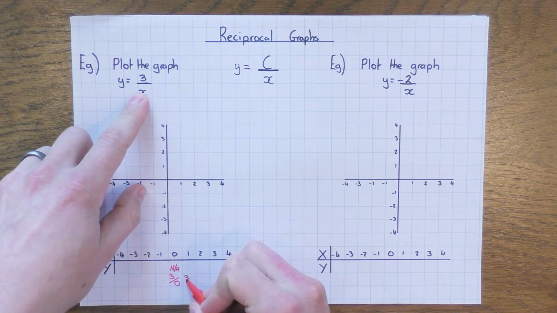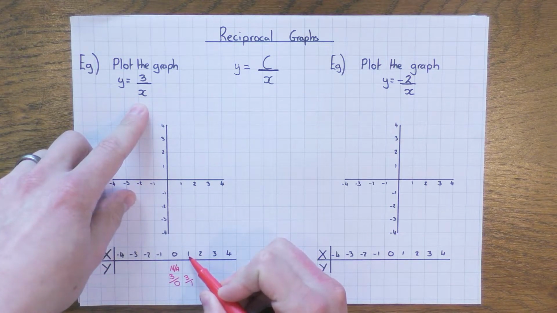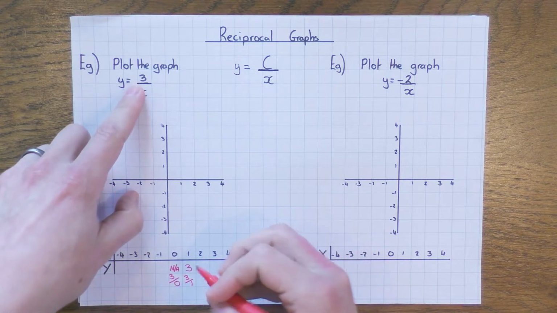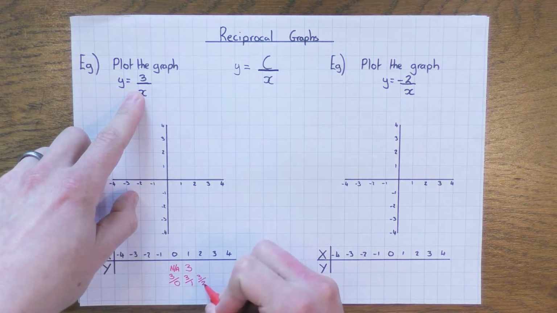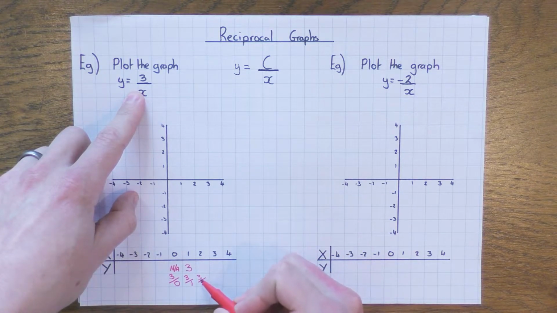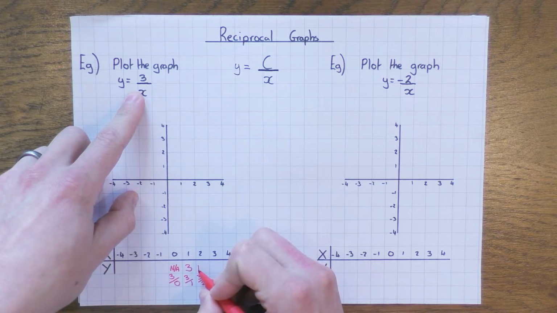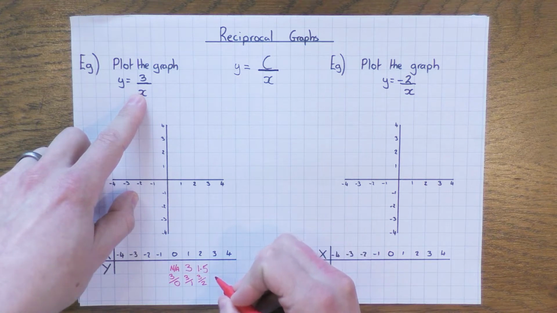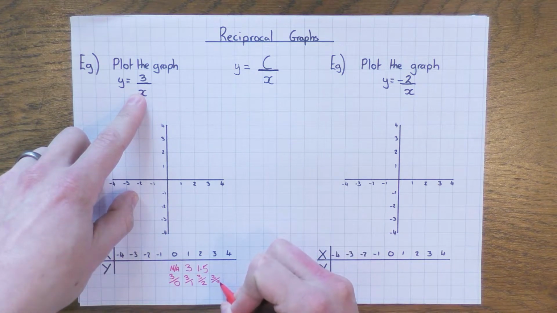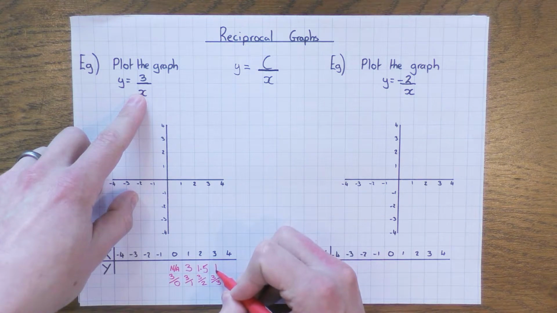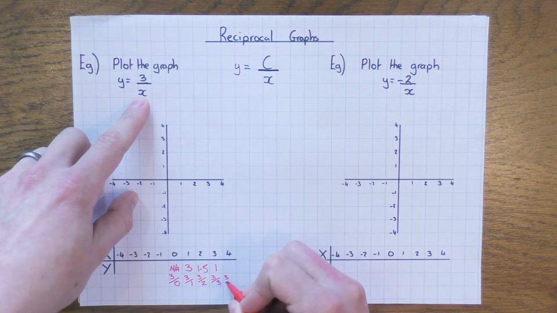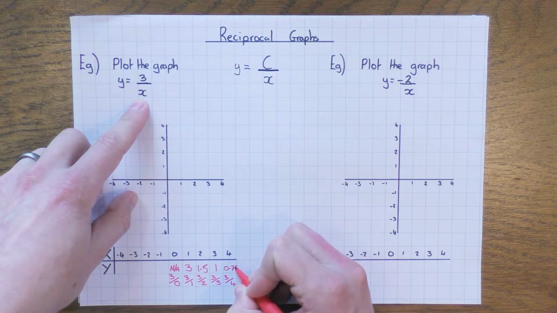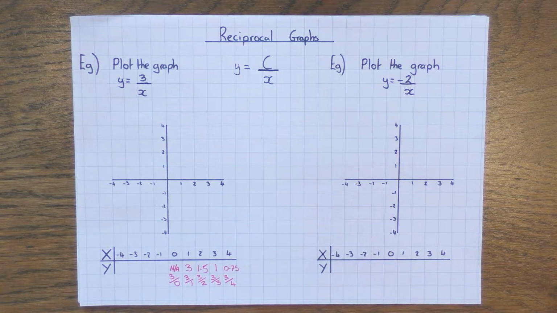So I'm going to have 3 divided by 1, because x is 1 in this case, which just gives me 3. And then 3 divided by 2, which is 1.5. We can keep it as 3 over 2, that's absolutely fine, but I'm just going to put 1.5 because it's easier to plot. Then 3 divided by 3, simplified, gives me 1. And then 3 divided by 4, when x is 4, is 3/4. I'm just going to call that 0.75, again just to make it a little easier to see.